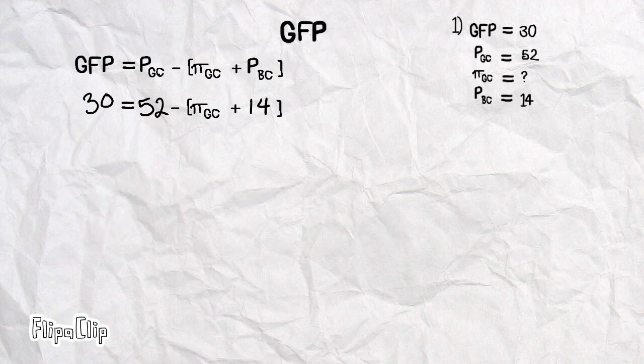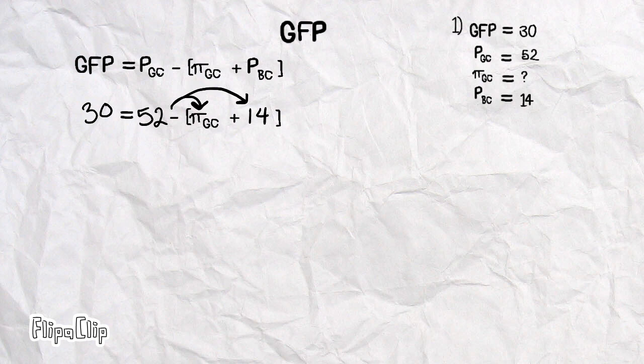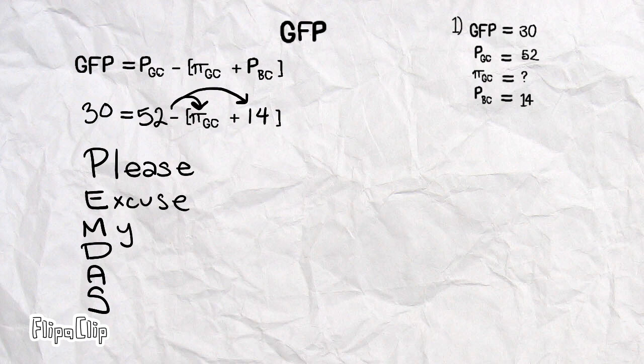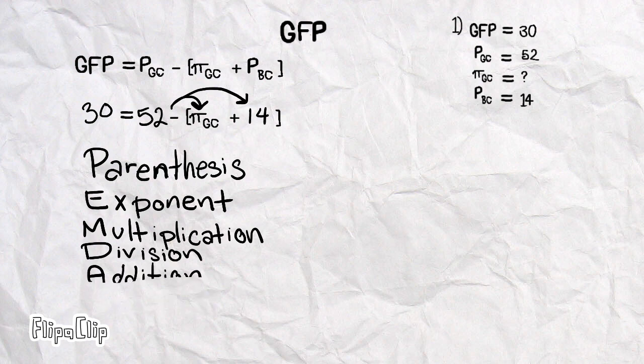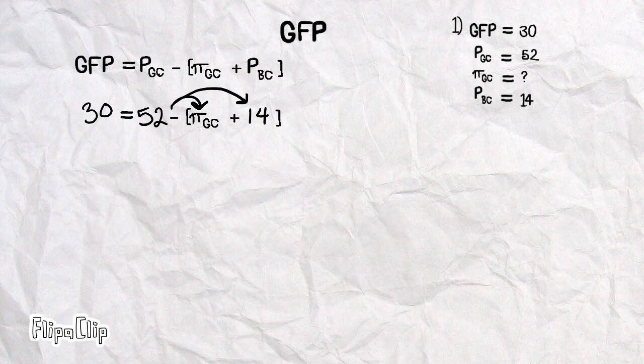First, we're going to start off with distributing the negative in the parentheses because PEMDAS, P-E-M-D-A-S. Please excuse my dear Aunt Sally. This stands for parentheses, exponent, multiplication, division, addition, and subtraction. Now that we've distributed the negative, our problem will be 30 equals 52 minus pi GC minus 14.